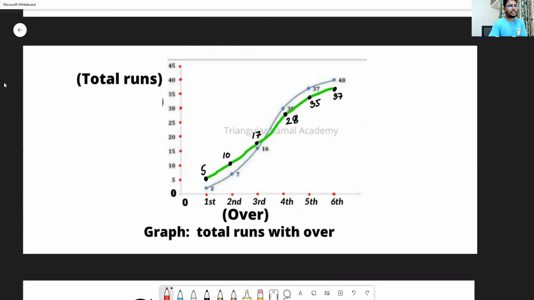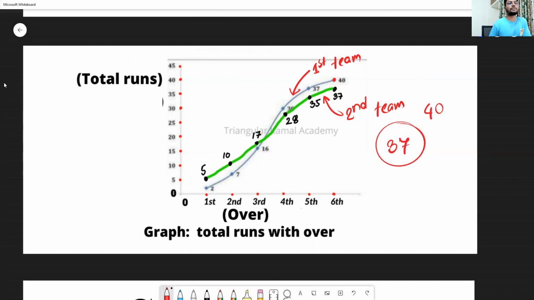This is the first team and this is the graph of the second team. To see this graph, up to the first 3 overs, the second team is in a good position, but after the third over, the second team's graph is below. So at the end of 6 overs, what we see is the second team's total score is 37, while the first team's score was 40. That means the second team is not in a good position.